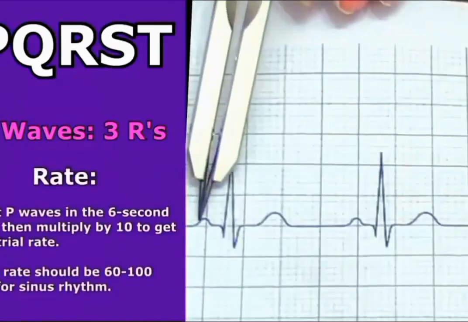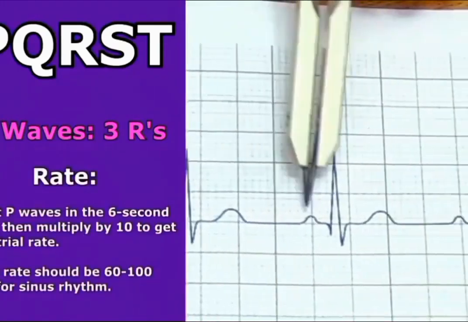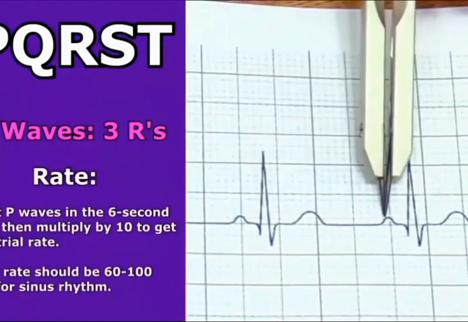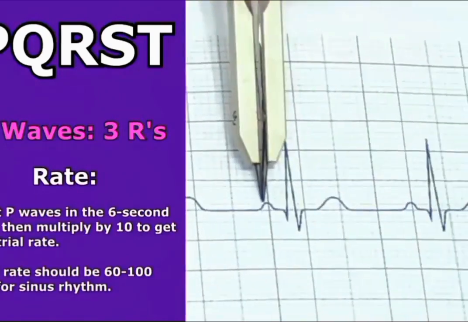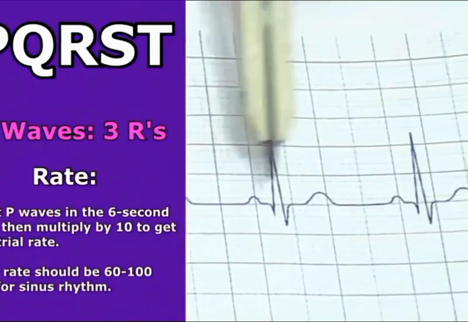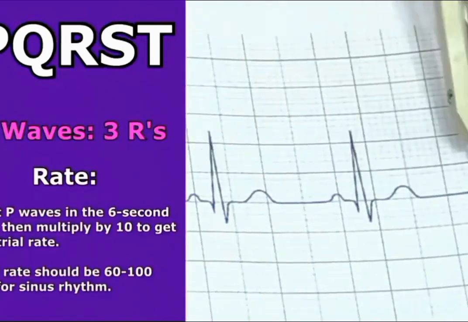Then look at the rate of those P waves. Count the P waves within that 6-second strip. Then multiply by 10, and this is the atrial rate. The atrial rate should be around 60 to 100 beats per minute for normal sinus rhythm.